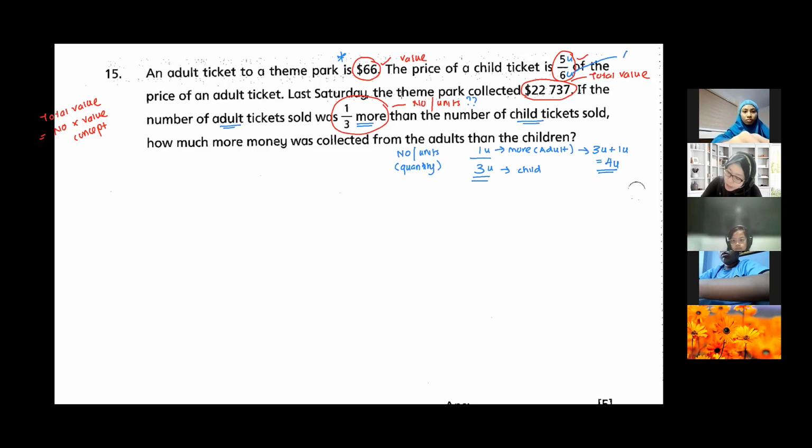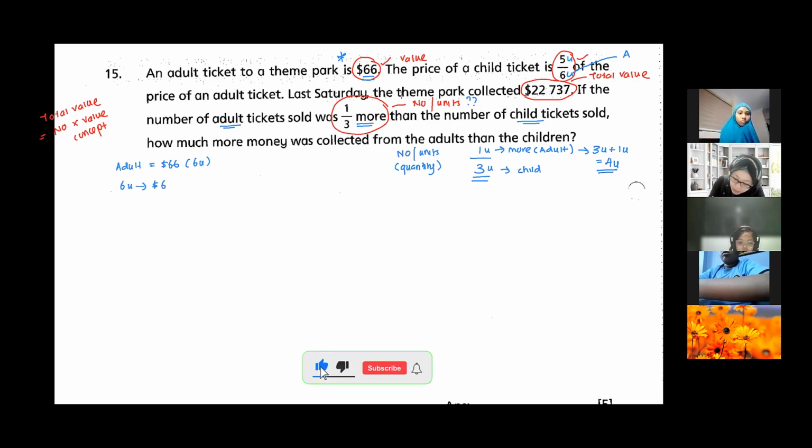So this 6 units is my adult. Adult is $66 from here, and this is 6 units. So can I find my child? I can. 6 units is $66, so 1 unit is 66 divided by 6, and this is $11. My child is 5 units, so 5 units is $11 times 5 equals $55. So this is my child ticket.